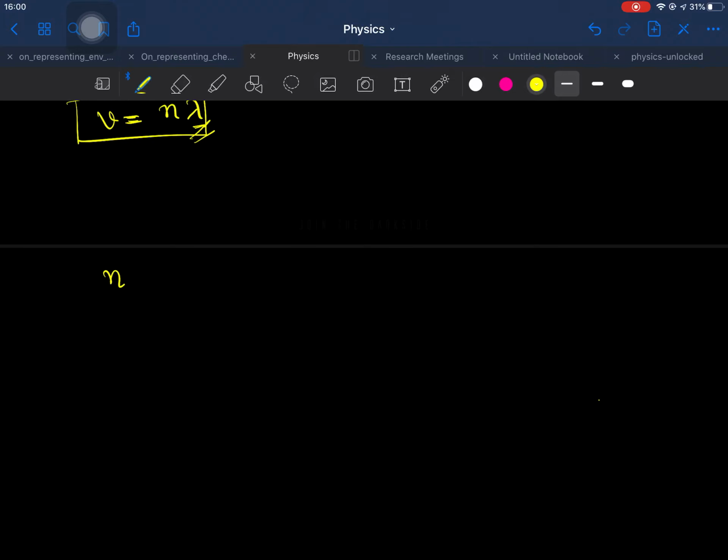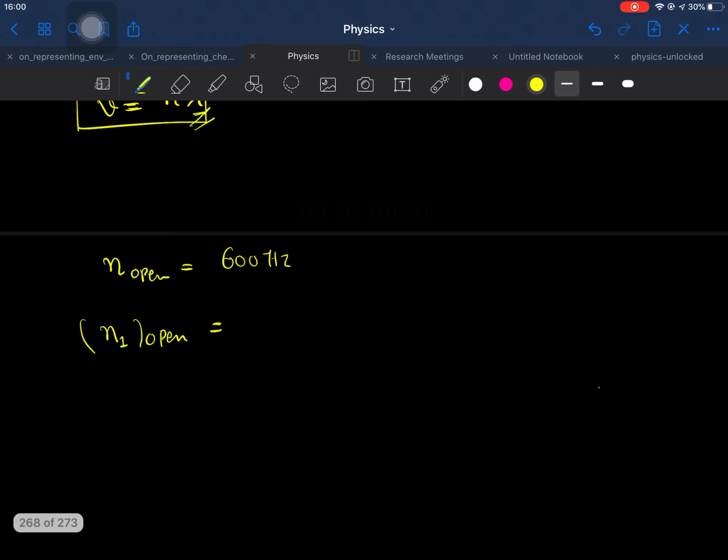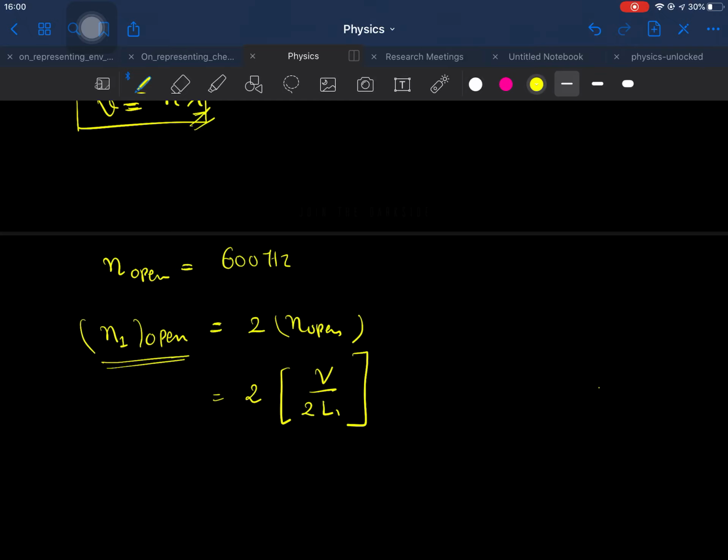So what is the fundamental frequency of the open pipe? It is already given here as 600 hertz. Now if I want to write n1 of open, you can easily write it from this equation. It is p plus 1, which means 2 times n open. If you remember, we wrote n of open as v by 2L. This is the equation of the fundamental frequency, so I just want to keep it that way.